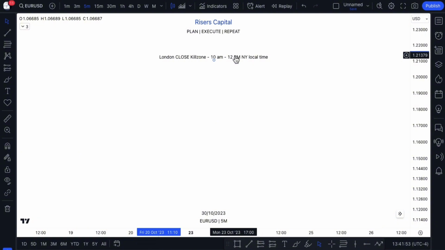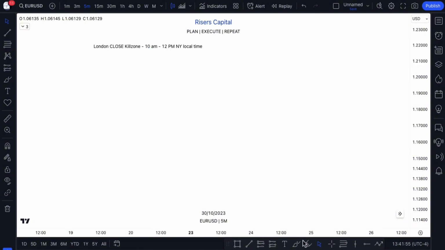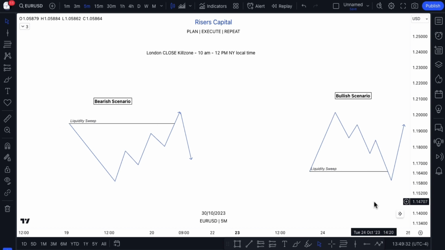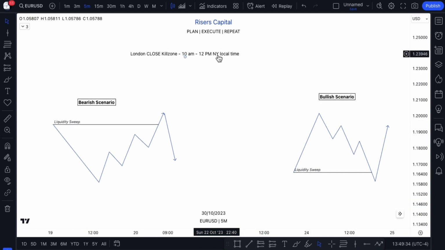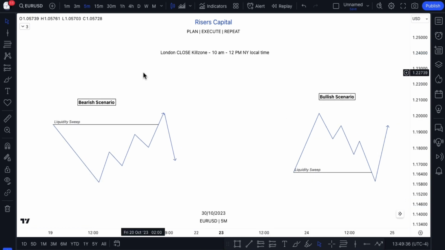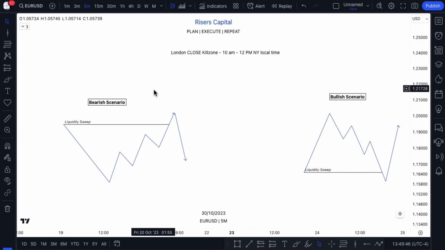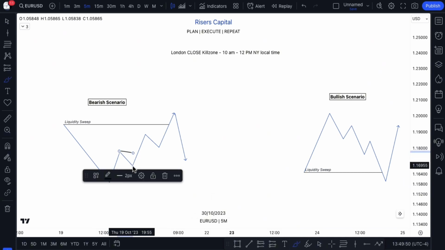So very quickly I'm going to be showing you guys what this may look like. So here is a demonstration of what it may look like in a bearish scenario and a bullish scenario. So if you're going to be looking for longs or if you're going to be looking for shorts. So here we have highs and then high low, high low, and then a new high.